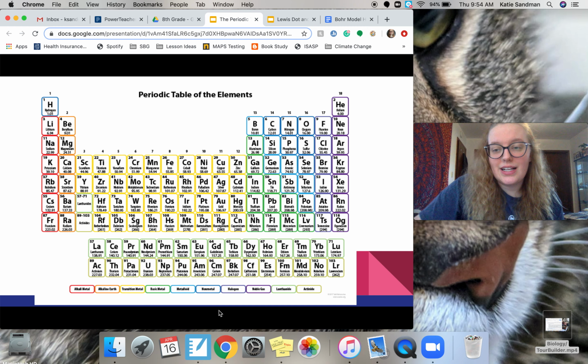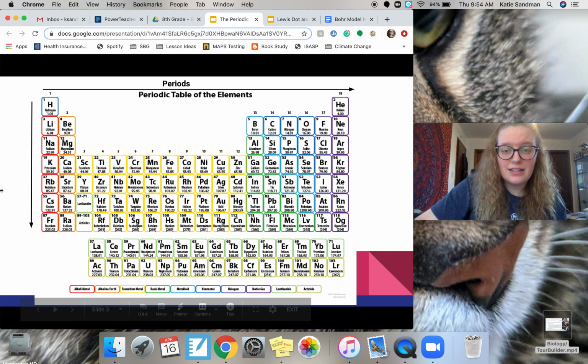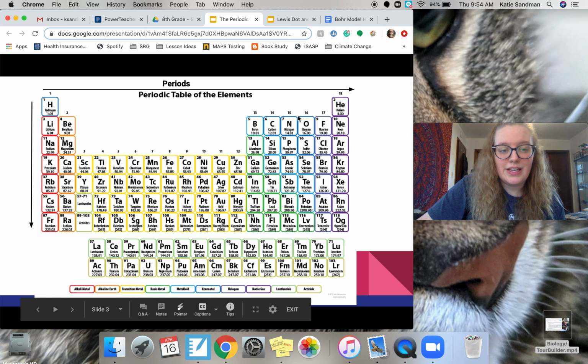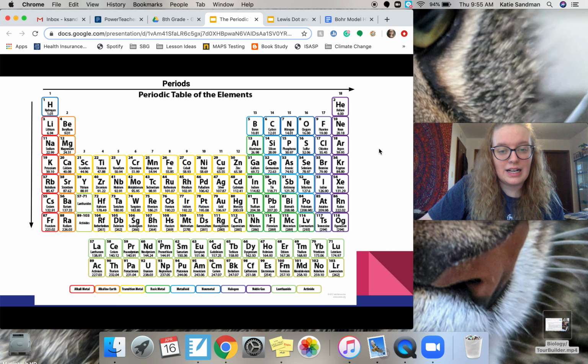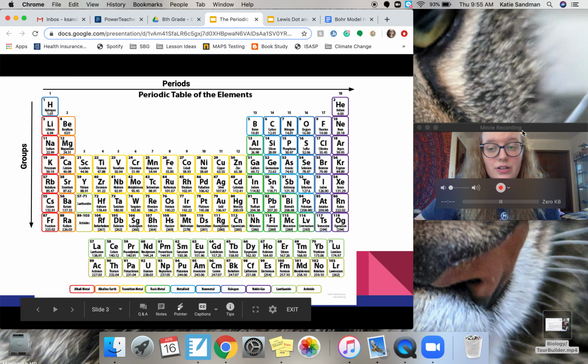So here's our periodic table of elements. So remember, going horizontal and vertical. Horizontal is periods, so like hydrogen, helium, lithium, beryllium, the next one, the next, and so on. And then going up and down, vertical, those are groups. So from hydrogen down to francium, beryllium down to radium, those are groups.